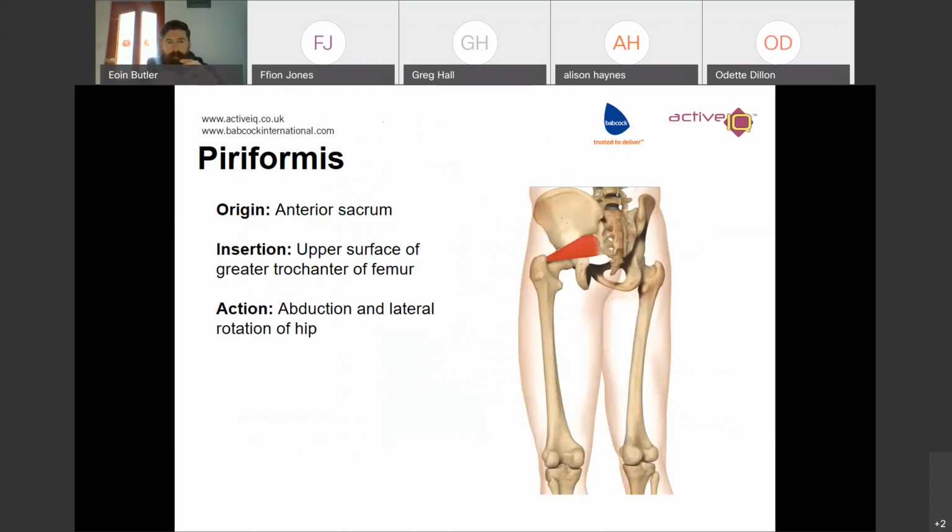Piriformis is an important muscle as well. As we can see, it attaches from the sacrum out to the top of the femur. If that muscle is tight, it will lock our ball into the socket. So we need to make sure we can do exercises to release this, which allows free movement of the hip joint.